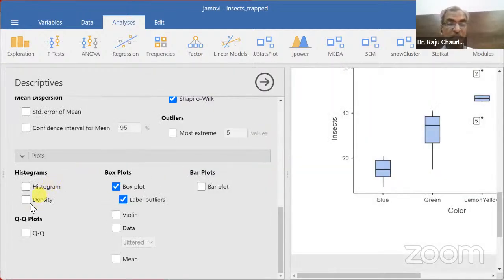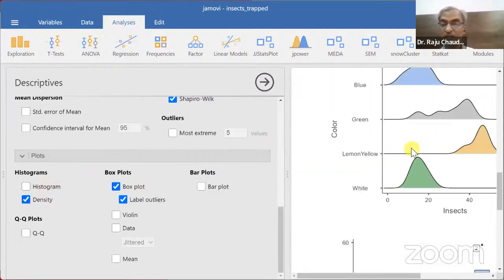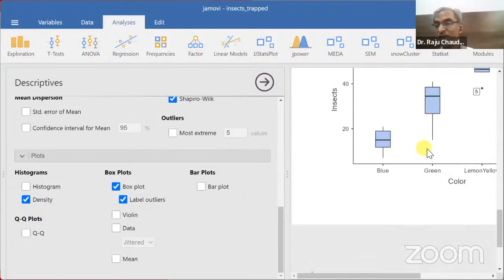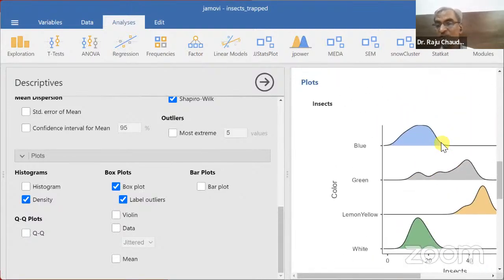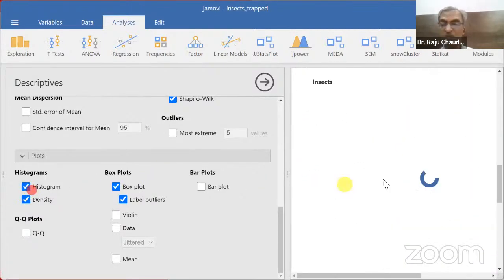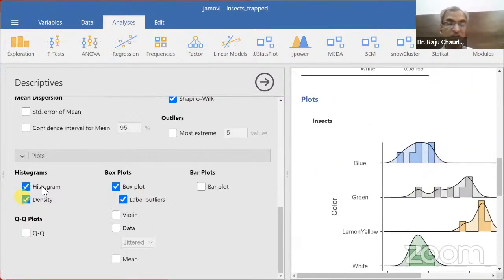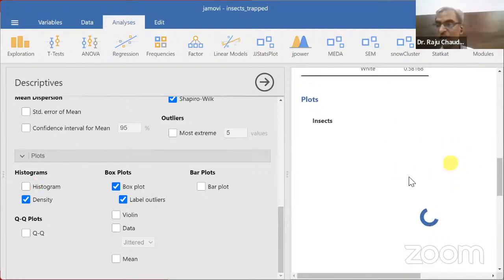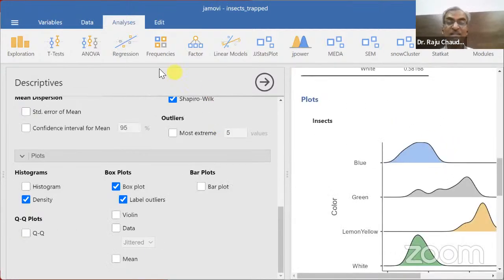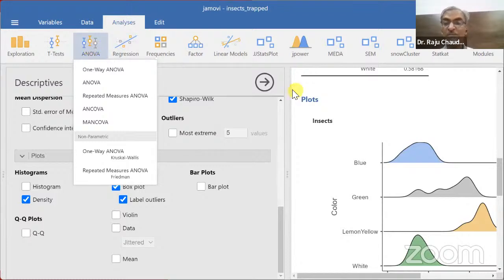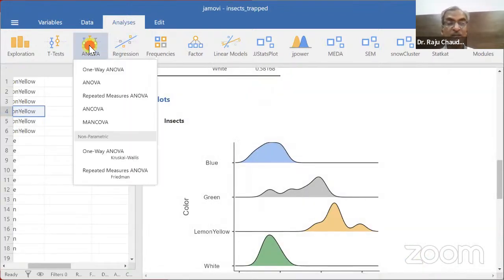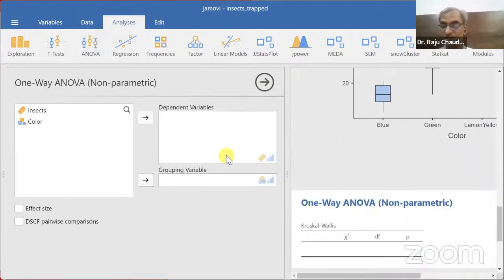At the same time you can have a histogram also, or density plot also, right? So these are the histograms, histogram or density plot. Because we have a limited number of observations, the histogram is not that useful, but we can have a density plot. Okay, and then go for the ANOVA. You can go for the analysis of variance and non-parametric, that is Kruskal-Wallis test.